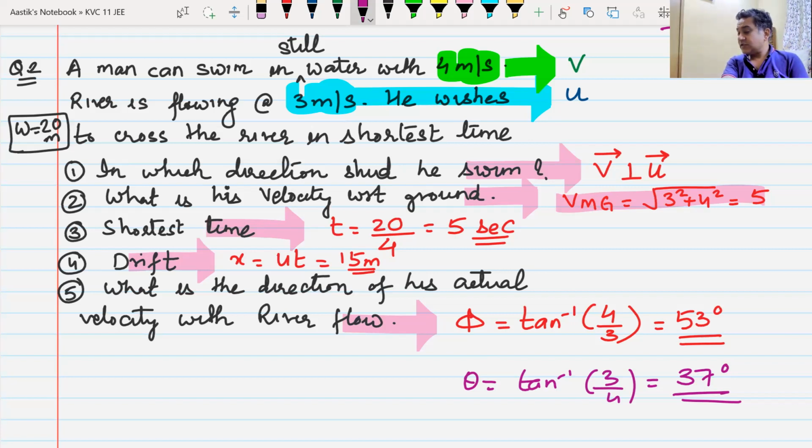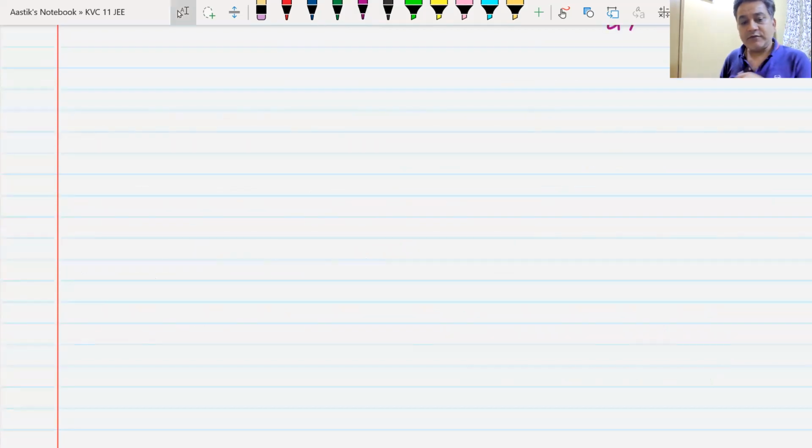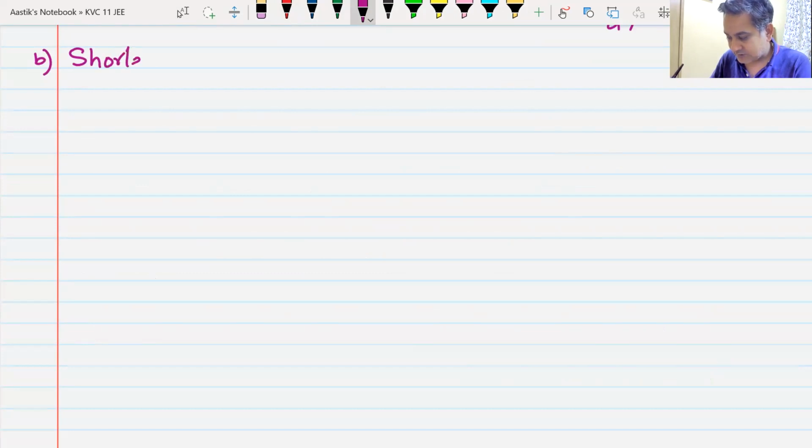Well, these are the two questions based on the concept of shortest time. Everyone has noted this down, yes or no? Then we move on to the next case. Case number B, shortest distance.